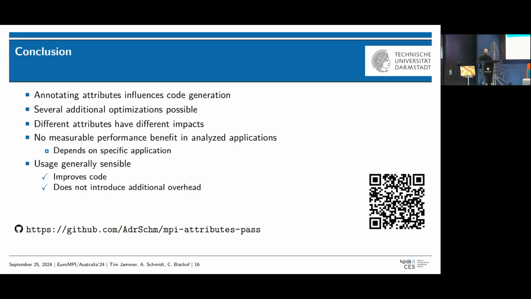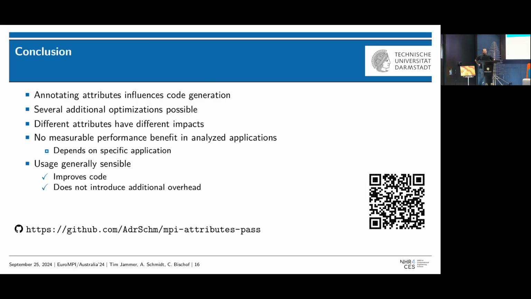So in conclusion, we see that annotating attributes to the MPI function in order to tell the compiler more about the memory access semantics of the function influences code generation. There are several additional optimizations that are possible, and they may have different impact on different applications. Currently, we don't see any performance benefit in the analyzed applications.